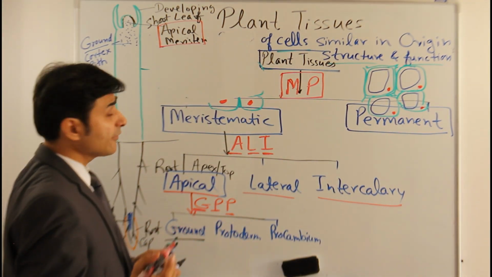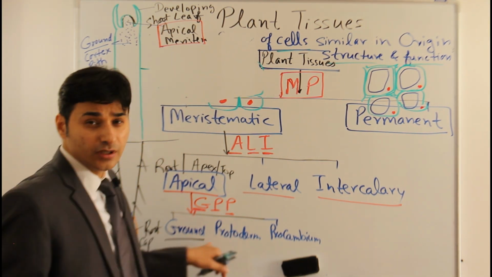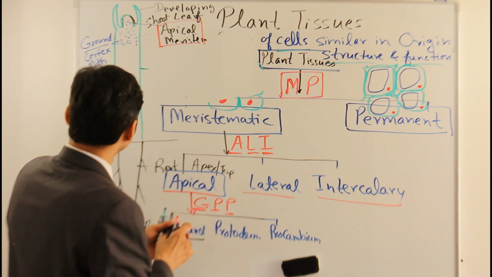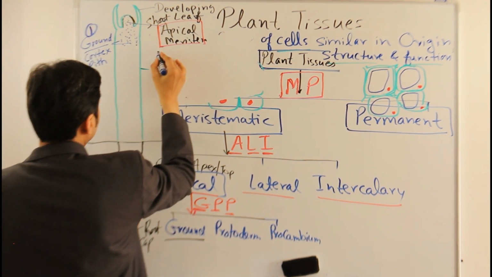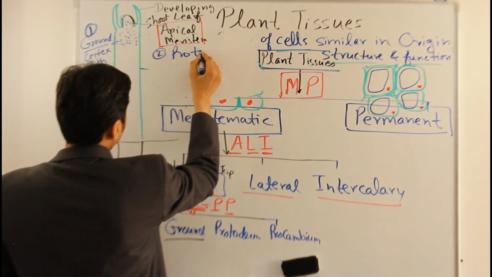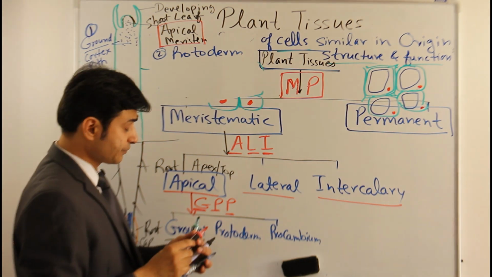Okay, we have seen ground. Now protoderm: GPP, ground, protoderm, ProCambium. So let me write here, first is ground, second one is protoderm. Now you can see the word itself tells you the meaning.